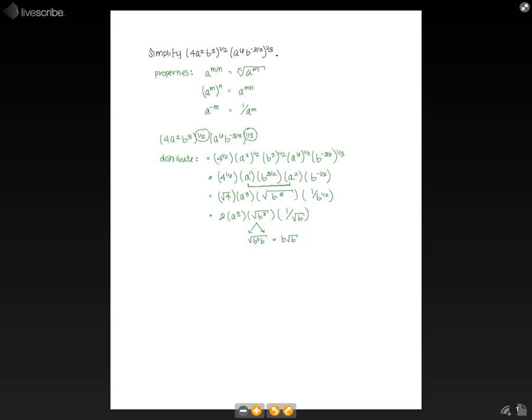Alright, so if we simplify even further using that, we can have 2a cubed, b the square root of b, and then we multiply that by 1 over the square root of b. So the square root of b's cancel out at that point, and we're left with just 2a cubed b as our answer. And that is how you simplify fractional exponents.